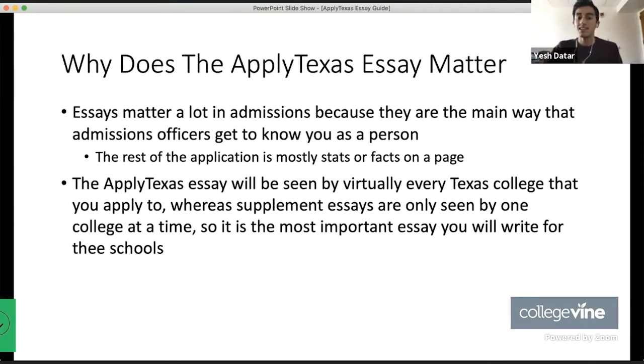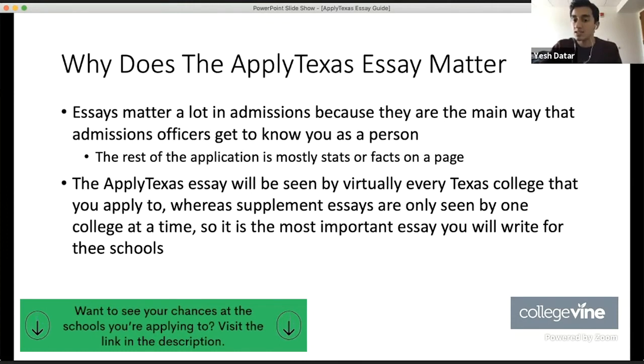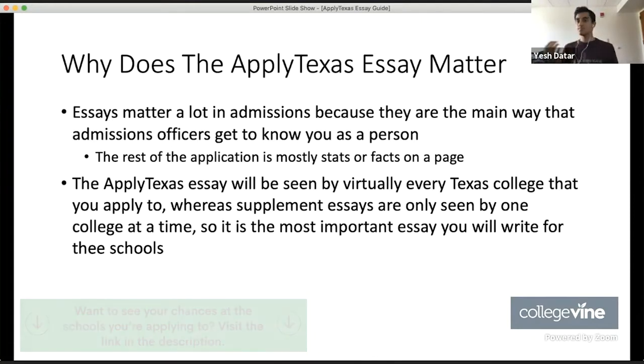The ApplyTexas essay will be seen by virtually every Texas college that you apply to, whereas supplemental essays are only seen by one college at a time. So it's important that the essay you write for these schools is really strong, right? I guess similar to, say, the Common App. If you write a Common App prompt, it's going to go to every single school that you have under the Common App system. If you're writing an ApplyTexas essay, it's going to go to all the Texas schools.